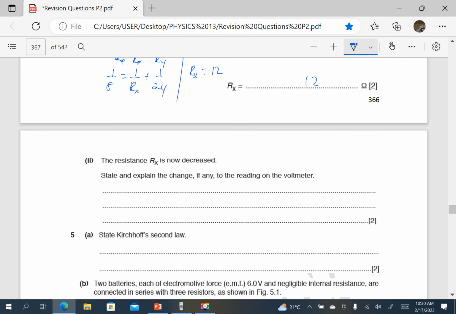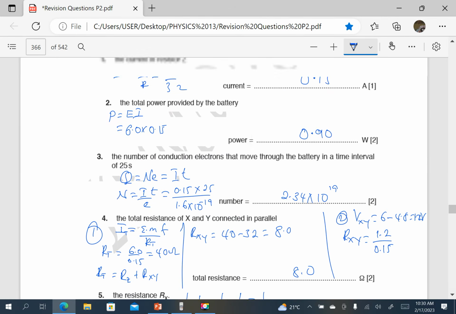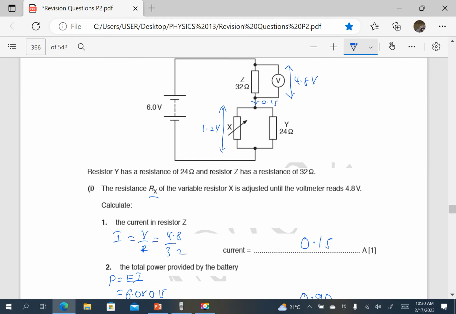The resistance Rx is now decreased. State and explain the change, if any, to the reading on the voltmeter. When we reduce Rx, what happens to the reading of the voltmeter? Of course, reducing Rx means total resistance decreases. And if total resistance decreases, the PD across X and Y becomes smaller, which implies that the PD across Z must increase because total PD should be equal to the EMF.